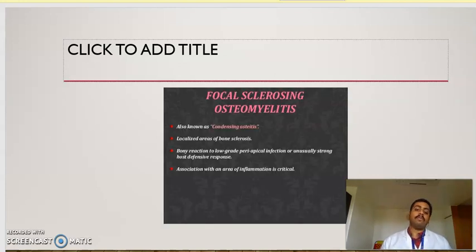Next we go into focal sclerosing osteomyelitis, which is otherwise called condensing osteitis. A localized area of bone sclerosis, a bony reaction to low-grade periapical infection or unusually strong host defense response. Association with an area of inflammation is critical.